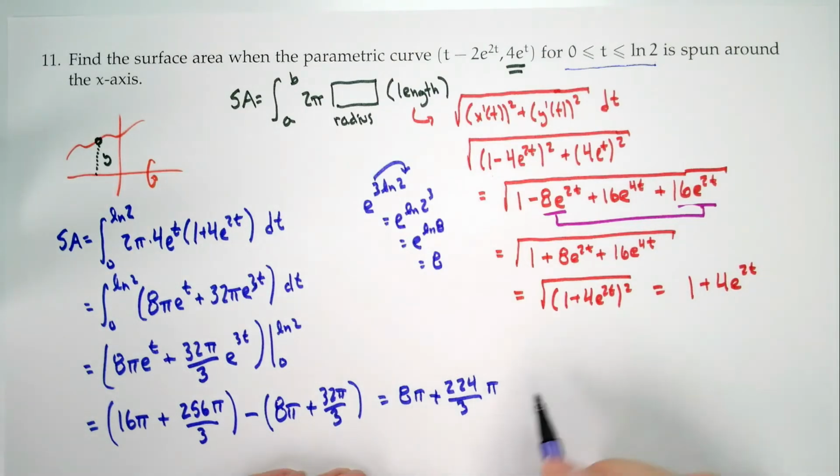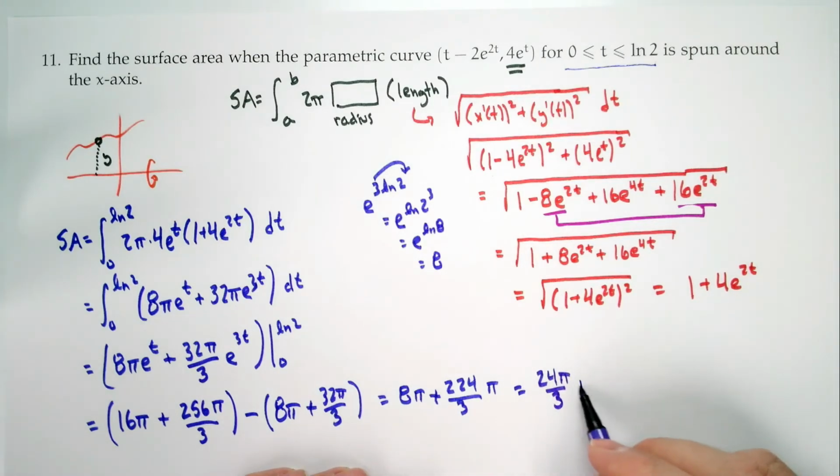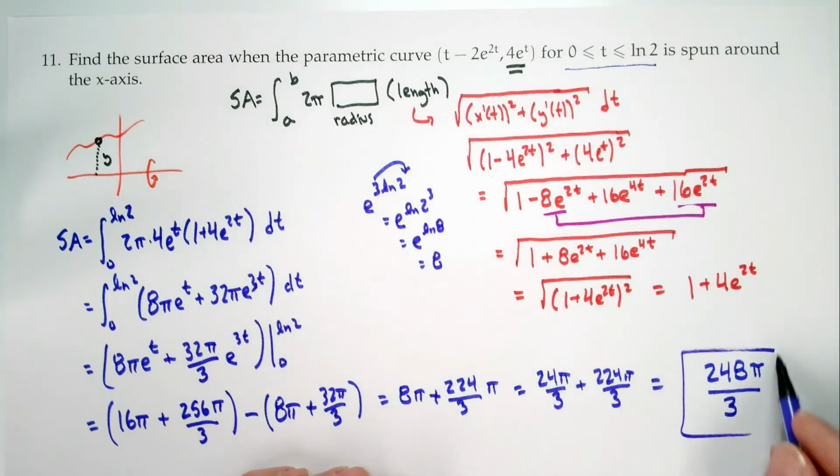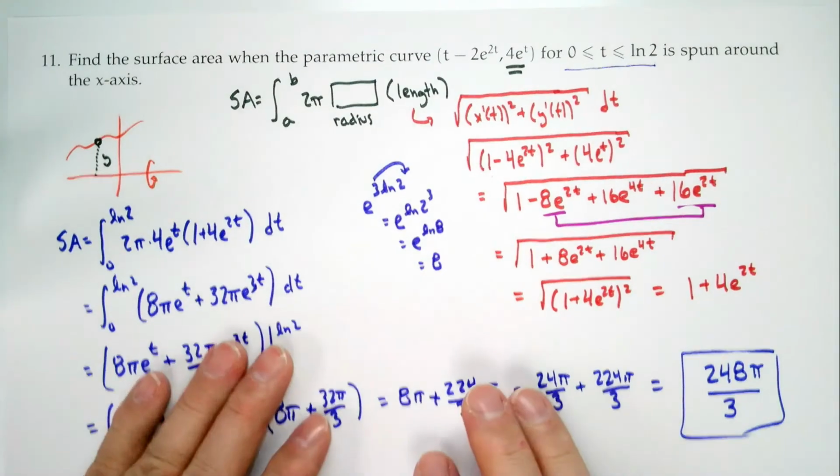Now, 8 pi, we can make that something over 3. That's 24 pi over 3 plus 224 pi over 3, giving us a grand total of 248 pi over 3. And that's our surface area. Maybe not the nicest answer, but we've seen worse. All right, that's good. Fun problem.